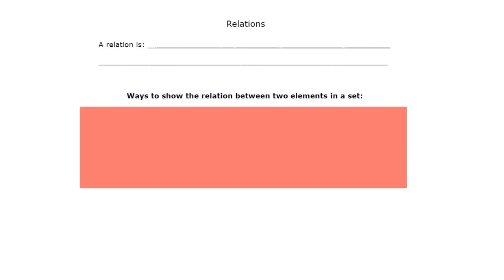To begin our study of functions, we're going to start by just looking at something that's called a relation. And a relation is simply a set of ordered pairs.